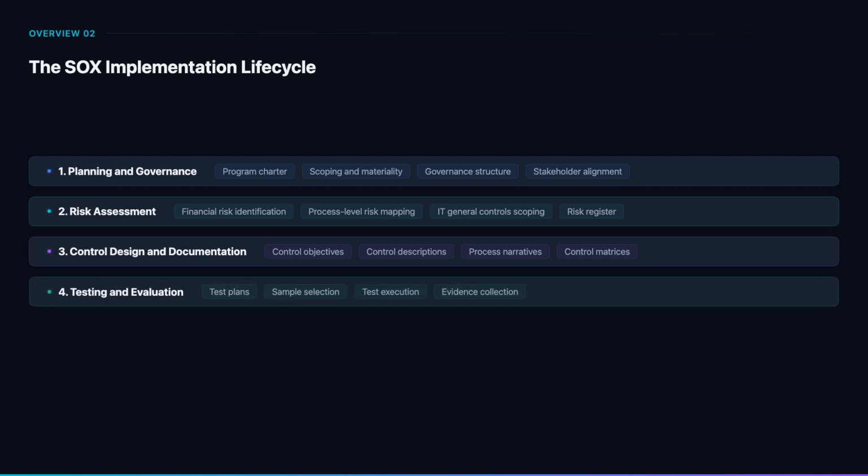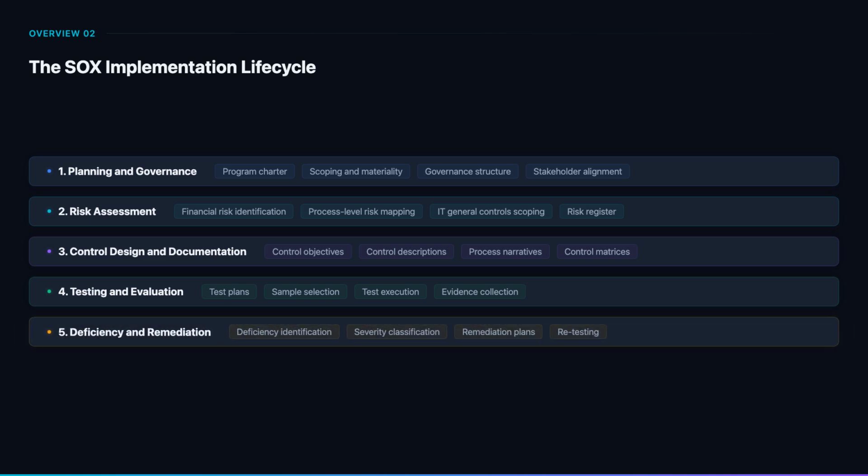Phase 4 tests whether controls work. Develop test plans, select appropriate samples, execute tests of design and operating effectiveness, and collect evidence that demonstrates controls functioned throughout the period. Phase 5 handles deficiencies. Identify control failures, classify their severity as deficiency, significant deficiency, or material weakness, develop and execute remediation plans, and retest to confirm the fix is effective.